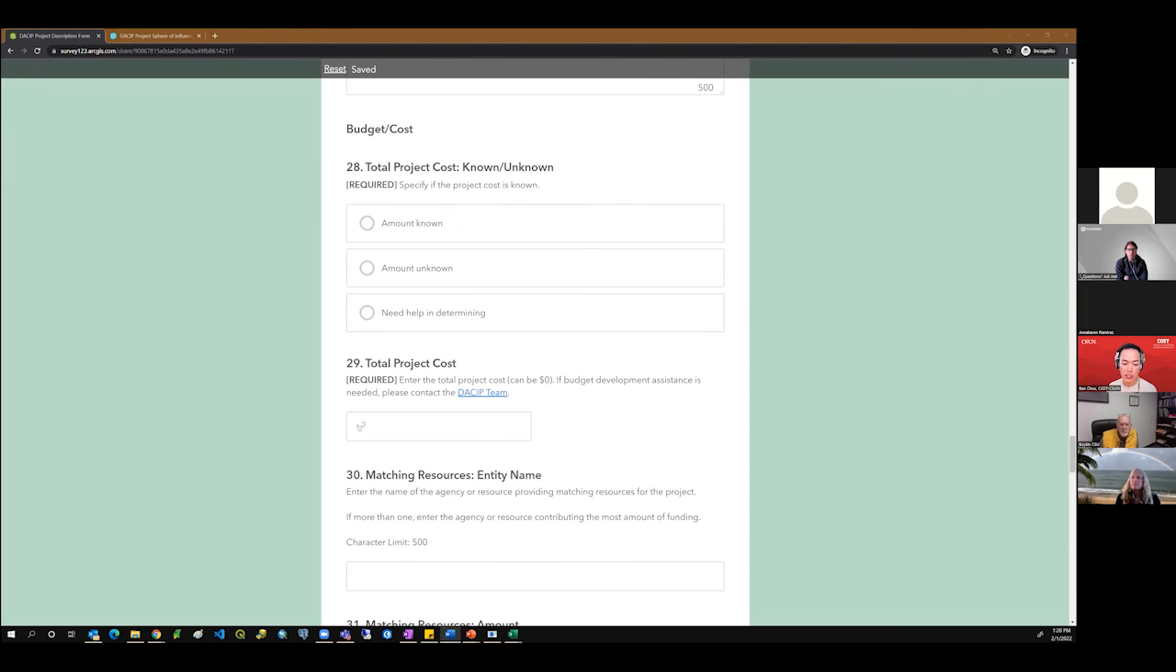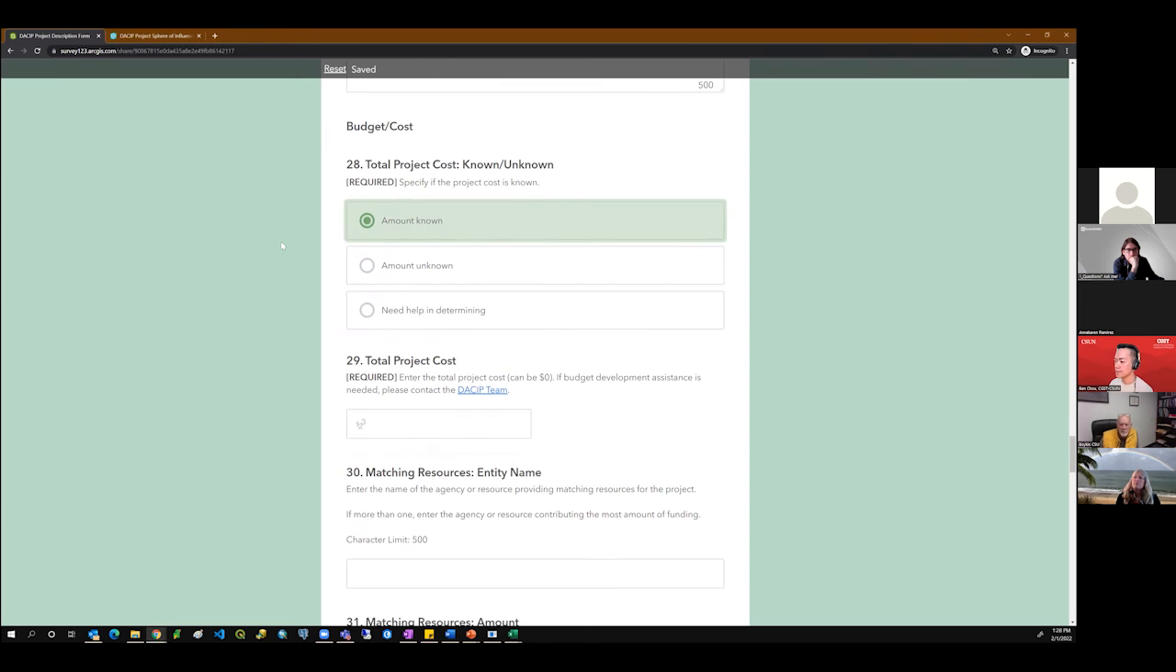The next section is related to the budget or cost of the project, which may be known or you may not know it yet. So question 28 is about the total project cost, asking if you know it, you don't know it, or if you need help determining the project cost. For our example, we know the cost of that site assessment, so we're going to put amount known.